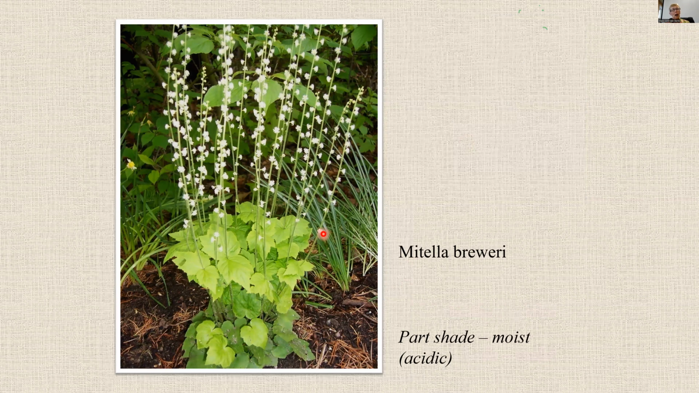Mitella breweri, closely related to Heuchera and Tiarella, very similar in that it forms a rosette of leaves, but then it sends up these neat flower spikes, and does well in part shade, moist, acidic soil.